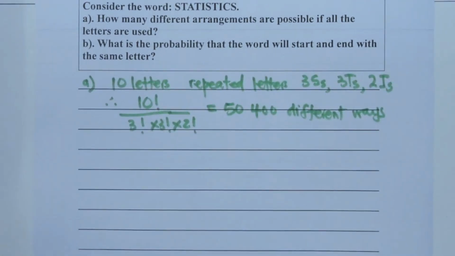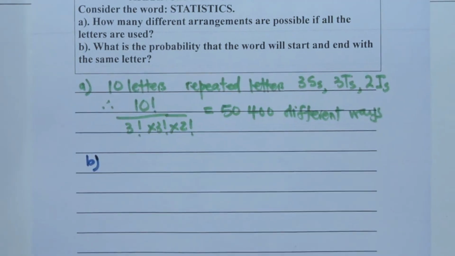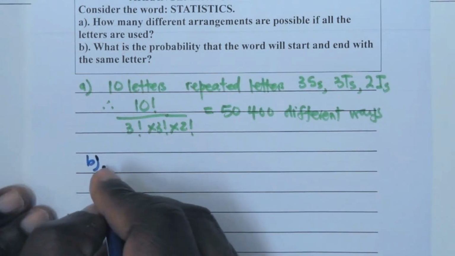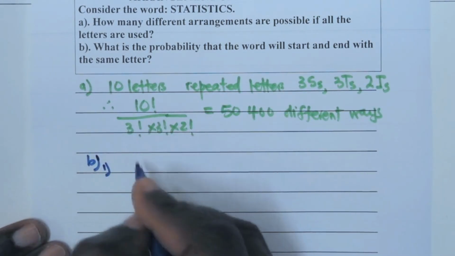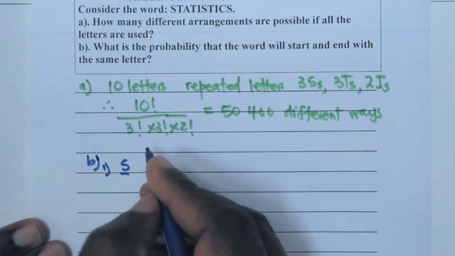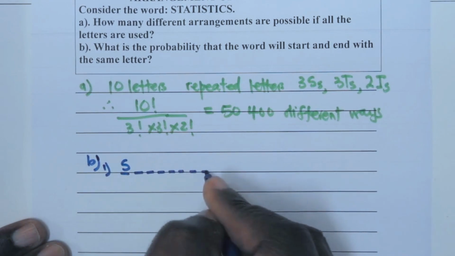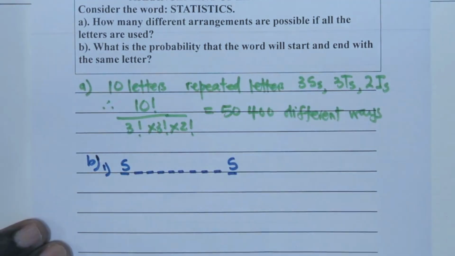If I move on to B, what is the probability that the word will start and end with the same letter? Let's look at the options that we have. The first option, it can start with S and then end with S. So it means in between we are going to have 8 letters. And then we have S at the end.